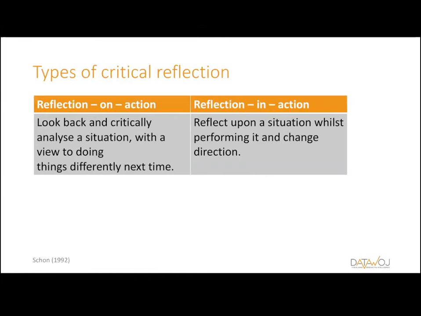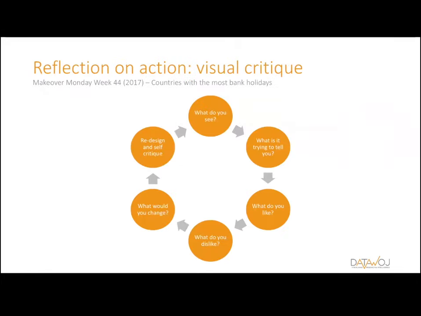Okay, I'm just going to touch on a couple of types of critical reflection. There's reflection on action, where we look back and critically analyse the situation because we want to improve next time we do something. And there's reflection in action, which is reflecting upon a situation whilst we're in the middle of it and changing direction. So for reflection on action, there's a technique called visual critique. You'll see it a lot in Andy and Eva's Makeover Monday recap blogs. Scott Berinato's Good Charts book also touches on it.